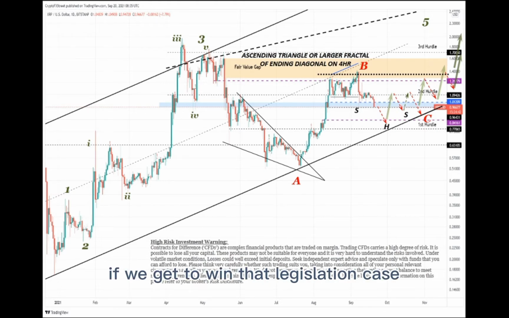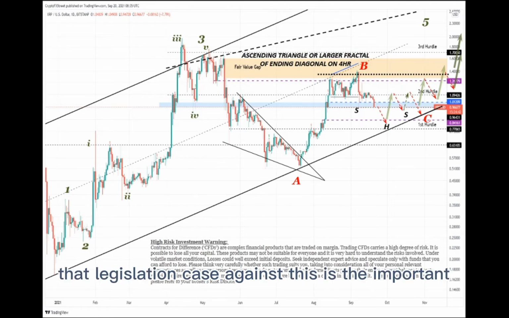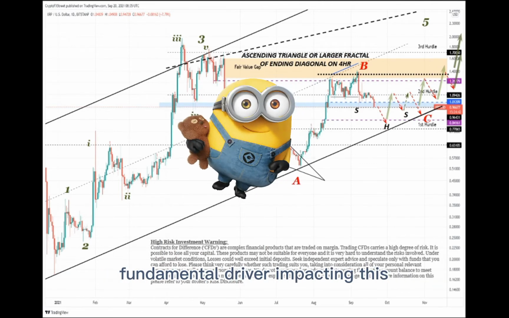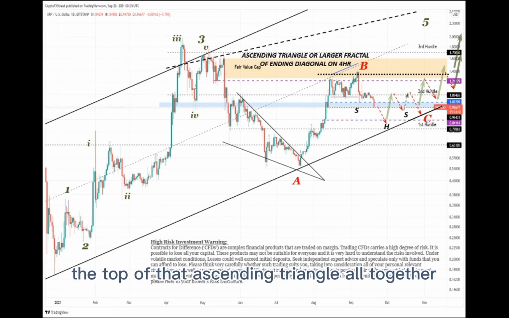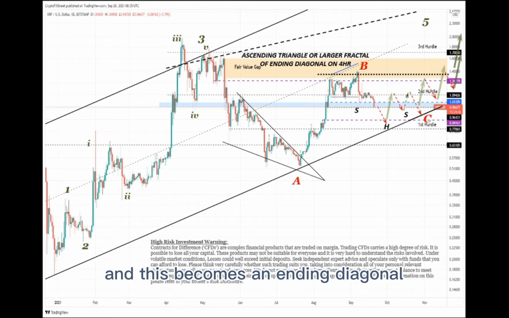Before we move on higher, if Ripple gets to win that liquidation case against the SEC, this is the important fundamental driver impacting this, then we're looking, of course, at 1.7, the top of that ascending triangle altogether, and this becomes an ending diagonal, taking us to 2.3 and $3, if not much higher.